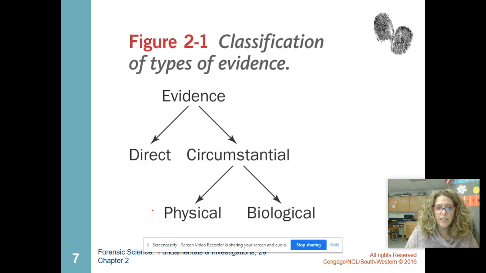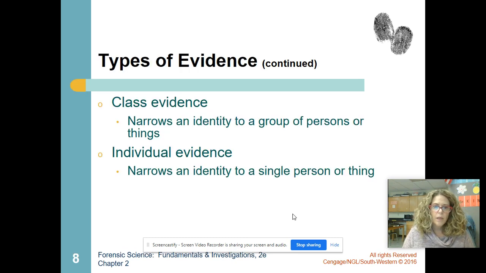Our physical evidence could be, again, like a fiber at the scene. Biological could be blood left at a scene, for example. So biological meaning come from the body, physical meaning pretty much everything else. Then that kind of evidence can be even further narrowed into what we call class evidence or individual evidence. Class evidence narrows an identity to just a group of people. So all blonde-haired people, for example.